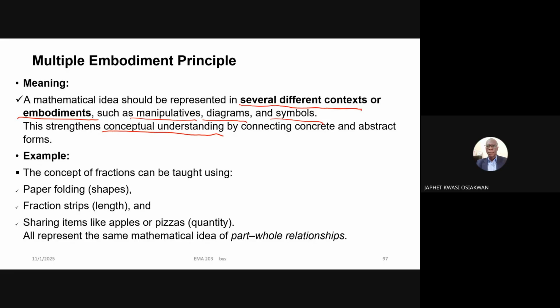So for example, when you want to teach the concept of fractions, you can teach it using paper folding. You can teach it using fraction strips or a fraction grid. You can also teach it using what? Maybe a pizza or some object cut into pieces. So you see, the same fraction you are teaching using different what? Representations. Different representations, different contexts. That's the multiple embodiment principle.